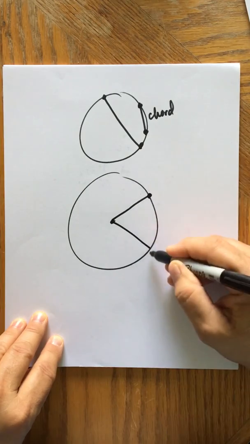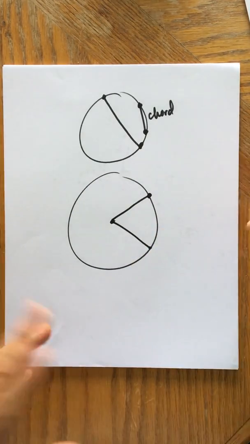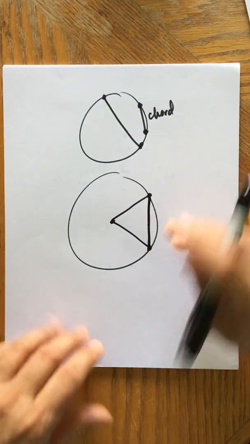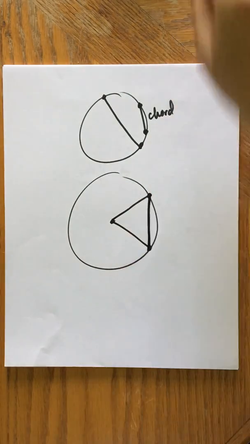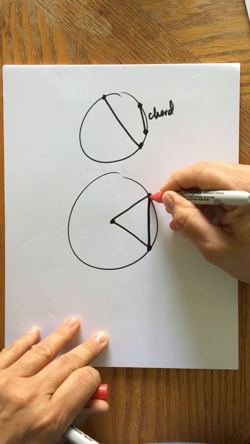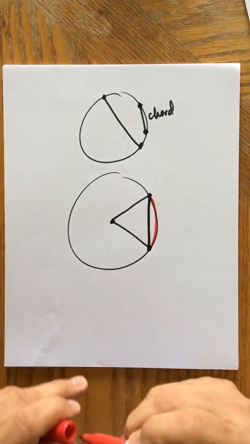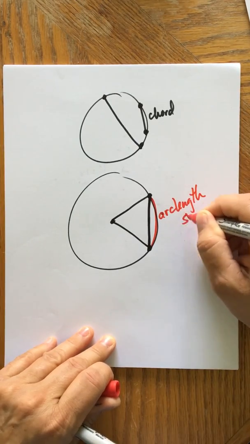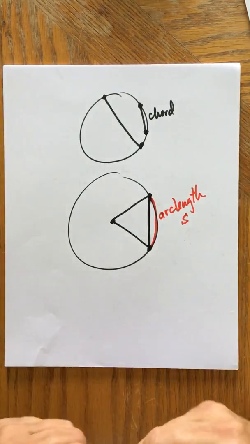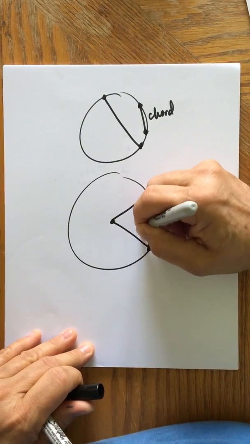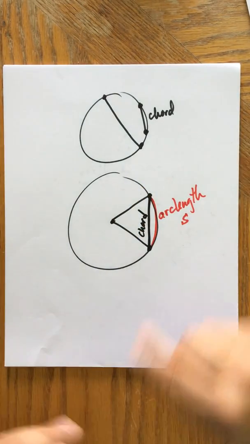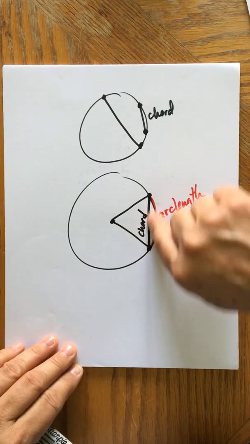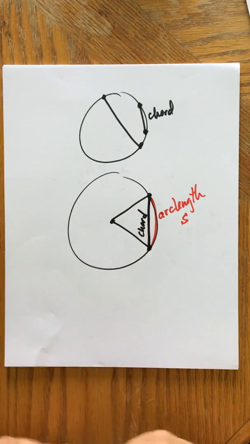Now if you look at the chord there, and my central angle is very large, obviously much larger than 10 degrees, the chord, this distance, is much shorter than this distance. So here we have the arc length, S, and here we have the chord. You can see that this curved distance is a lot longer than this chord because the central angle is very, very large.